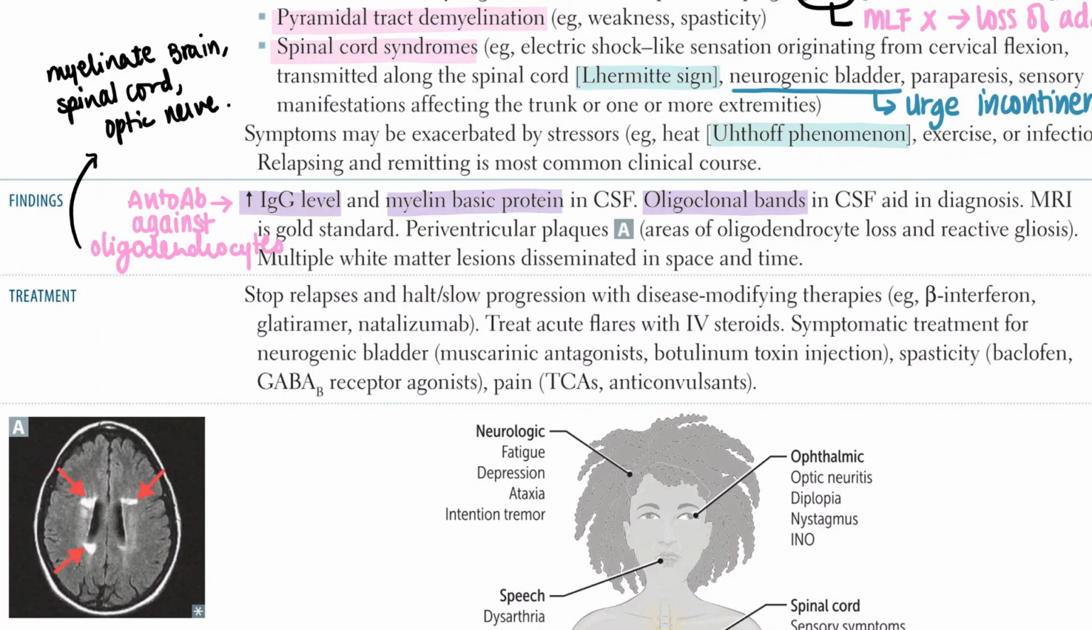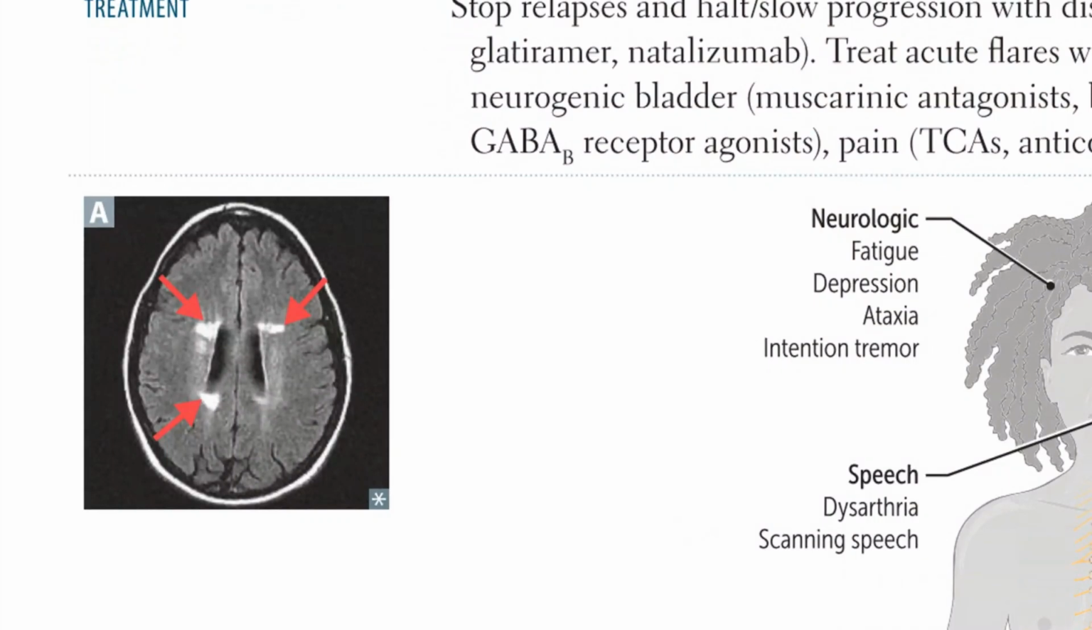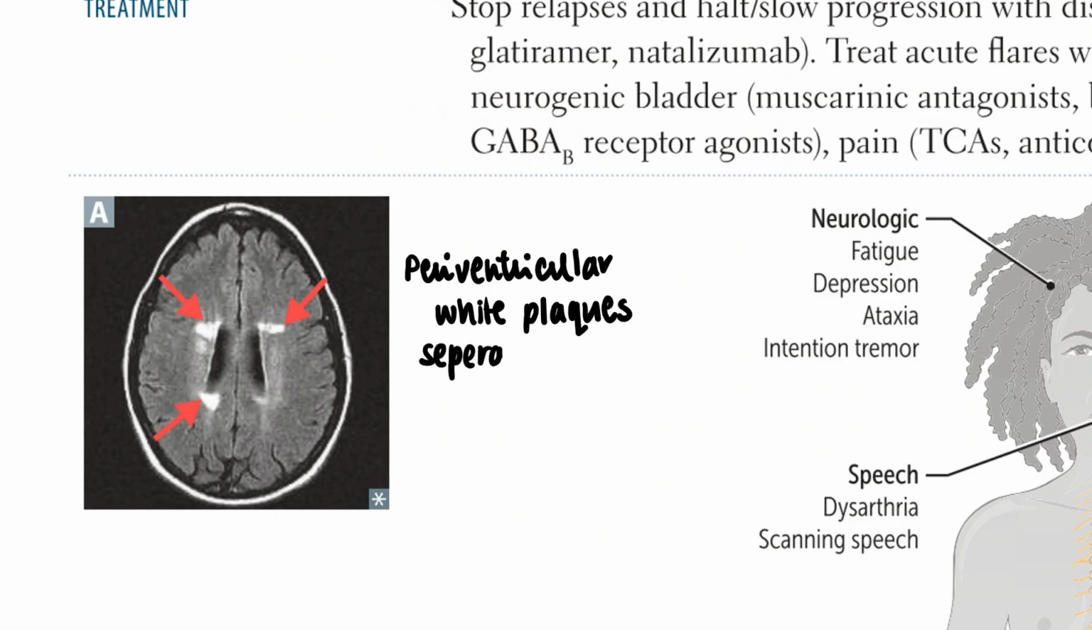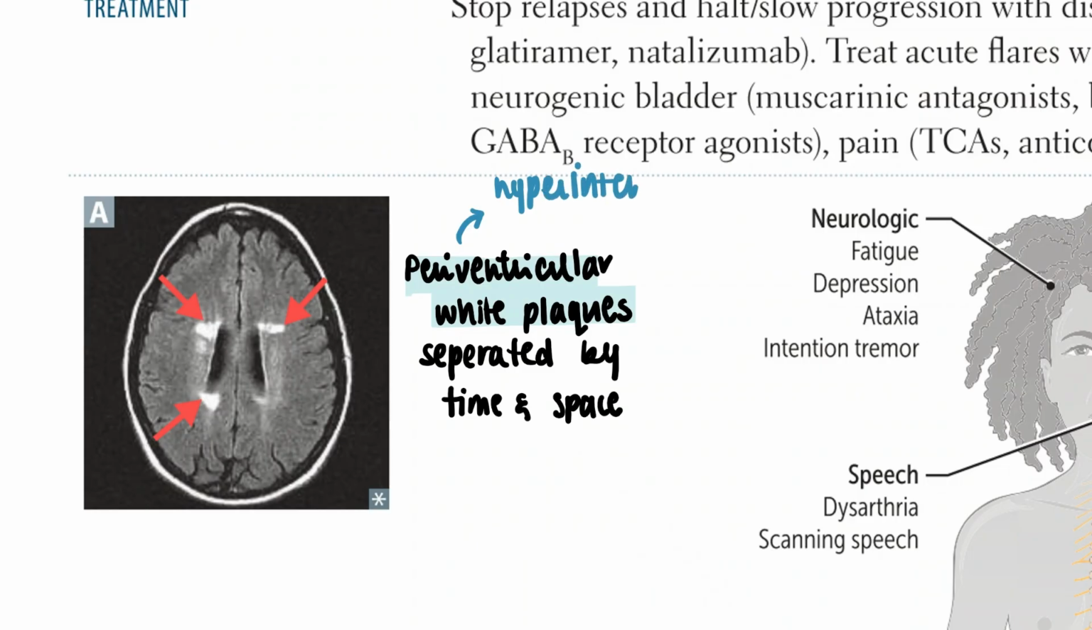MRI is the standard investigation for diagnosing multiple sclerosis. On MRI, you will find periventricular white plaques which are separated by time and space. Periventricular white plaques means that you will find hyperintense lesions on T2 weighted MRI.